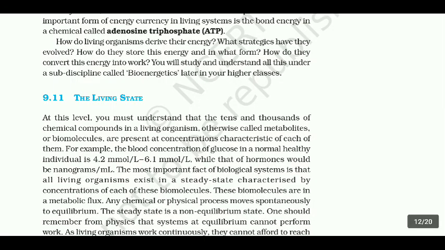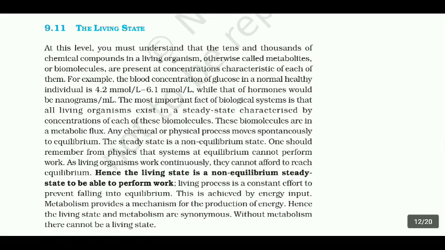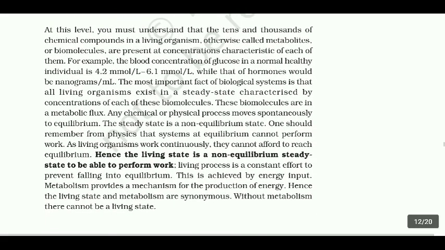9.11 The living state. At this level, you must understand that the tens and thousands of chemical compounds in a living organism, otherwise called metabolites or biomolecules, are present in concentrations characteristic of each of them. For example, the blood concentration of glucose in normal healthy individuals is 4.2 mmol per liter to 6.1 mmol per liter, while that of the hormones would be nanograms per milliliter. The most important fact of biological systems is that all living organisms exist in a steady state characterized by a concentration of each of these biomolecules.